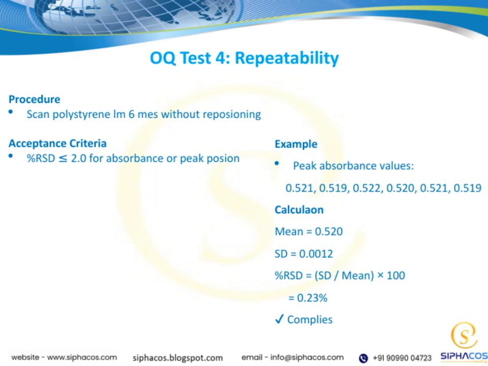Now, moving on to the procedure for the OQ Test 4, repeatability. It involves scanning the same polystyrene film 6 times without repositioning it. The key acceptance criterion here is that the percent RSD must be less than or equal to 2% for either absorbance or peak position. This ensures our method is precise and reliable over multiple measurements. So the main takeaway is that by performing these repeated scans and calculating the percent RSD, we verify that our instrument's measurements are reproducible and within acceptable limits.